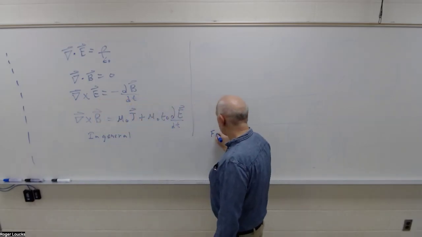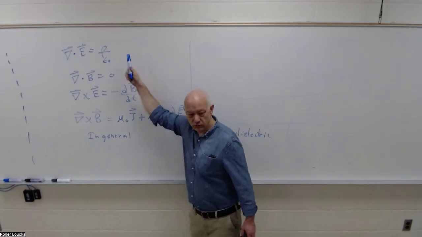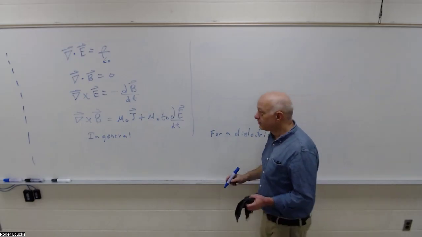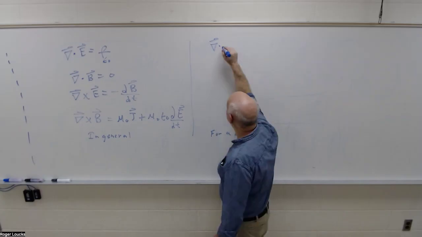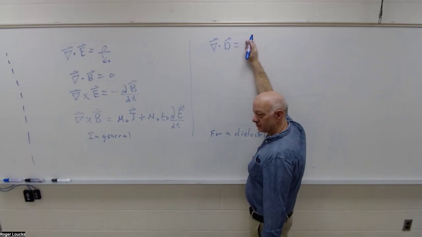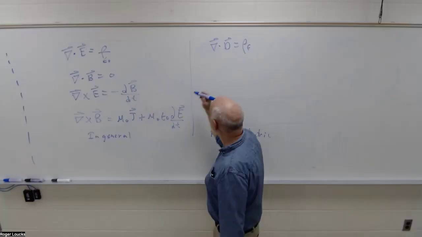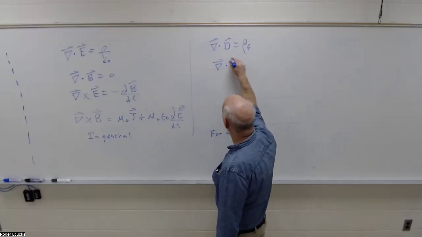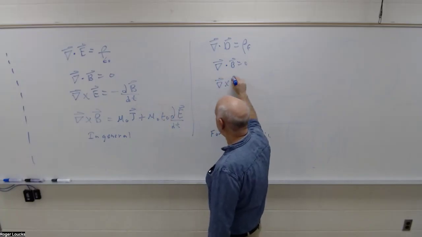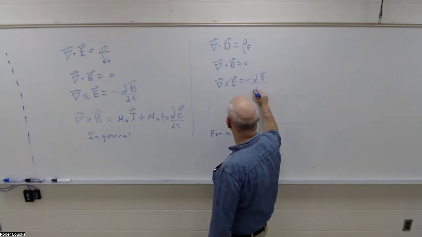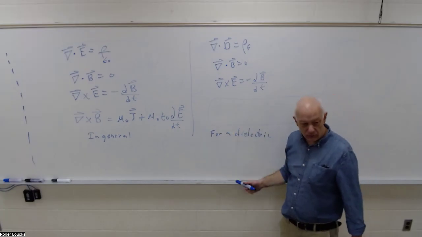This is just for a dielectric. What did this go to? The curl of E, the divergence of D equals rho free. This one stays the same. This one stays the same. Why? This one modifies too.